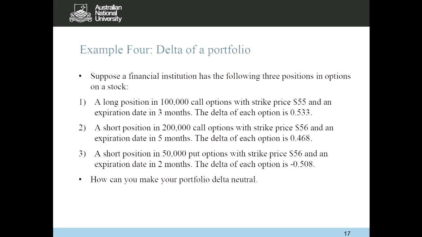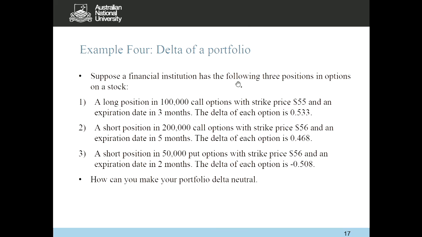Okay, so the last bit is the delta on a portfolio. Usually in real life, the dealer would have a portfolio of different positions in options written on the same stock. In that kind of scenario, we can aggregate all the deltas from different positions to a net delta on this portfolio. So let's read the question first.